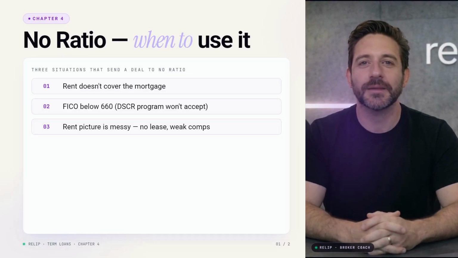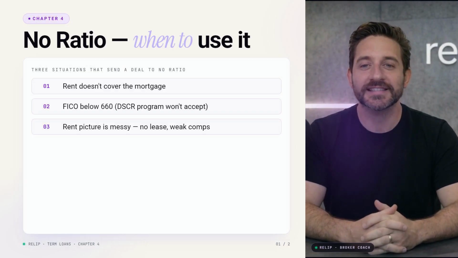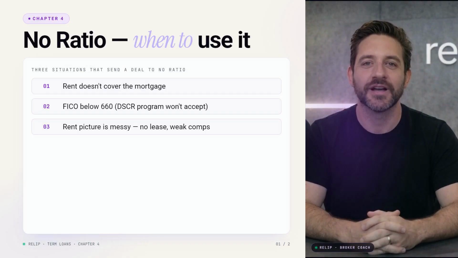You'll reach for this program in 3 situations. First, the rent doesn't cover the mortgage. Maybe the property is vacant. Maybe rent comps are weak. Maybe the borrower is paying above market. Whatever the reason, if DSCR isn't going to pencil, no ratio keeps the deal alive.